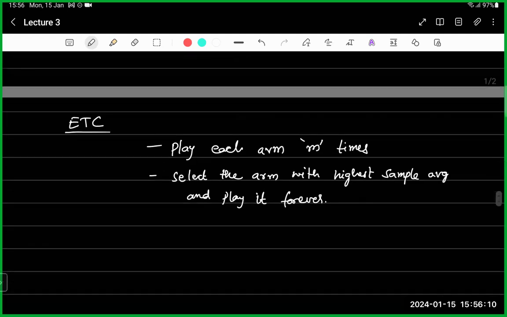I think a few people are a little confused about the notations which are used, so maybe I'll re-emphasize the notation. Whenever I say mu of a, this is the true mean of the random variable corresponding to arm a, the reward corresponding to arm a. If I don't use any bar, that is the true mean, the true expected reward.